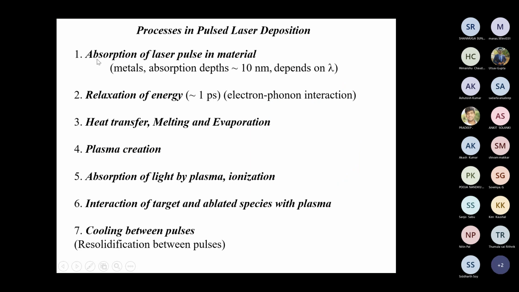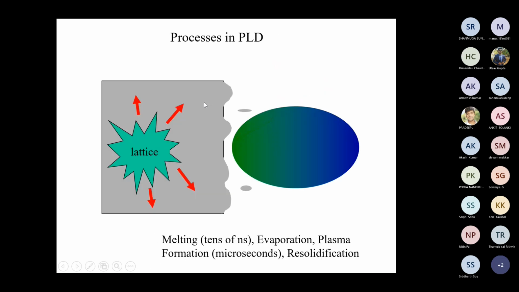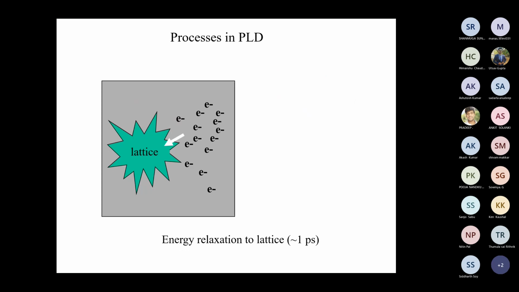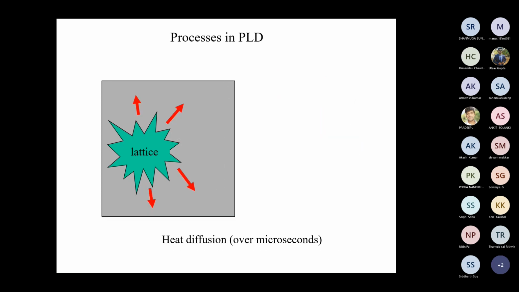So what are those processes? Absorption of the laser pulse in a material is the first step, and for metal the absorption depth is about 10 nanometers and depends on the wavelength lambda of the laser. Then energy relaxation, the electron-phonon interaction. Phonon is nothing but the lattice vibration, and this takes about 1 picosecond. So this is this process and this process.